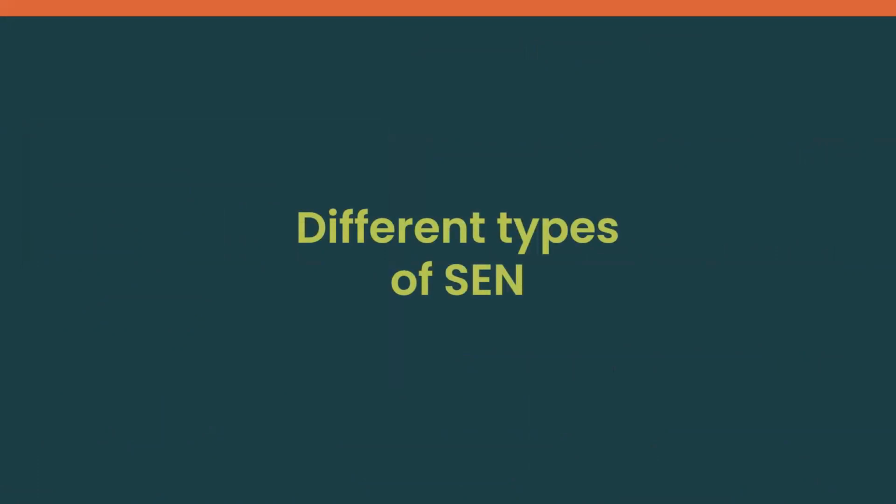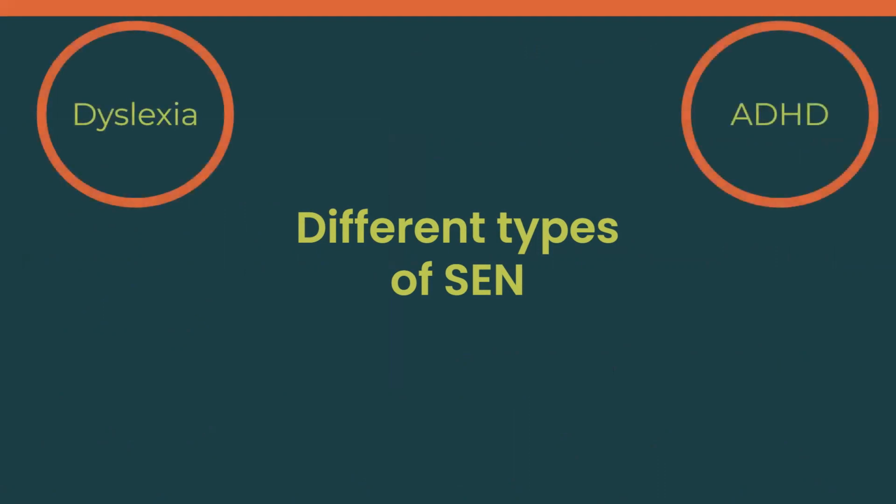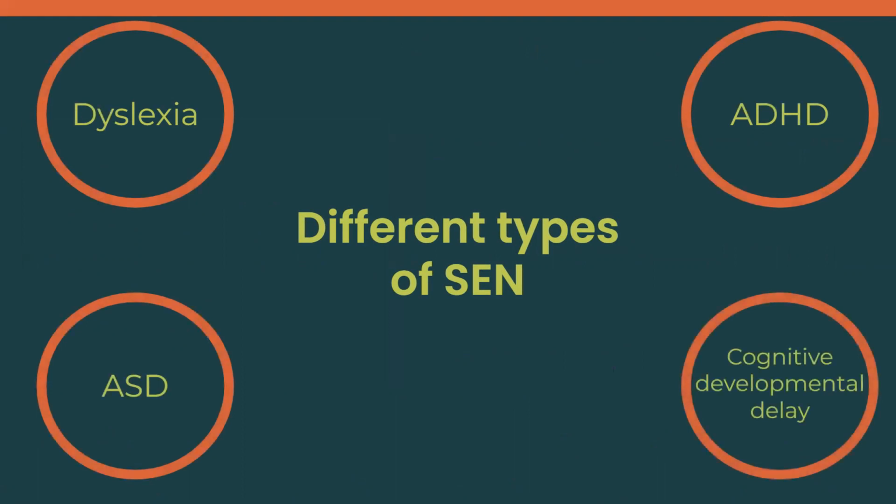So, different types of SEN. I selected the four most common ones that you'll probably come across when tutoring. Dyslexia, which is very common. ADHD, which is the most common SEN in children. ASD, and cognitive developmental delay. Those last three are probably the most broad in terms of SEN, and they can have a whole different effect on children and how you have to approach the sessions.